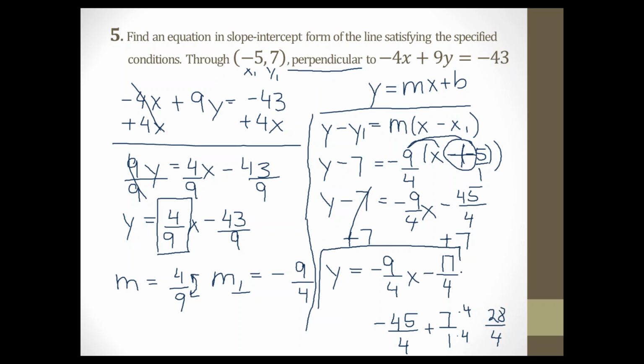So that is the equation of a line that goes through the point negative 5, 7 and is perpendicular to this given equation.